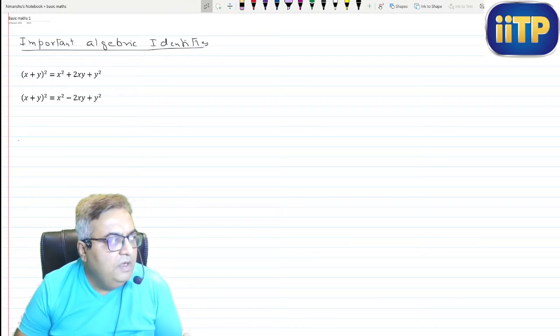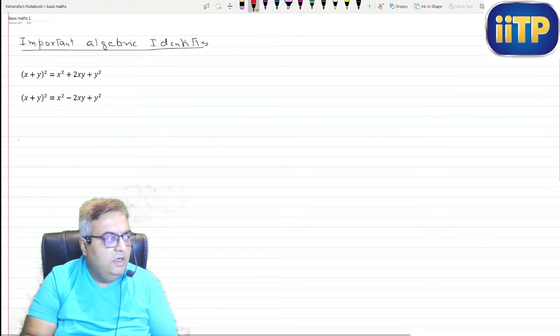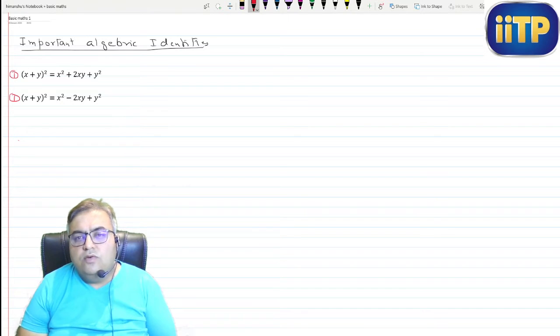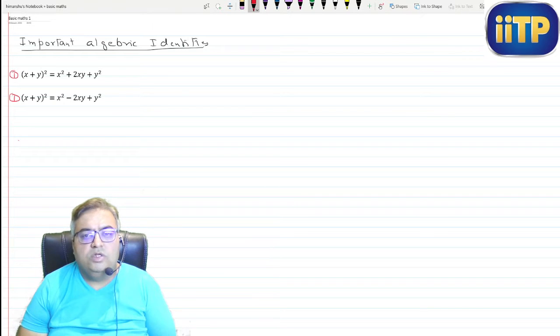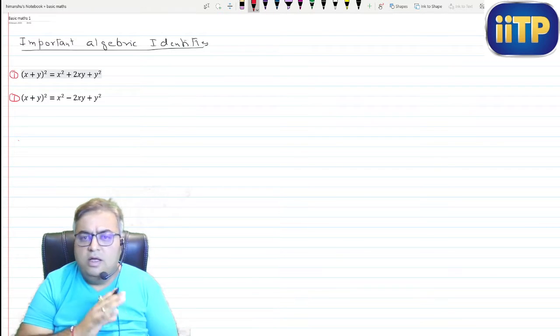So let's start with some of the easiest ones. The first formula, which is the easiest identity you will face: x plus y to the whole square is equal to what? x square plus 2xy plus y square. And x minus y to the whole square is x square minus 2xy plus y square. Any student of maths would have learned this formula by heart.